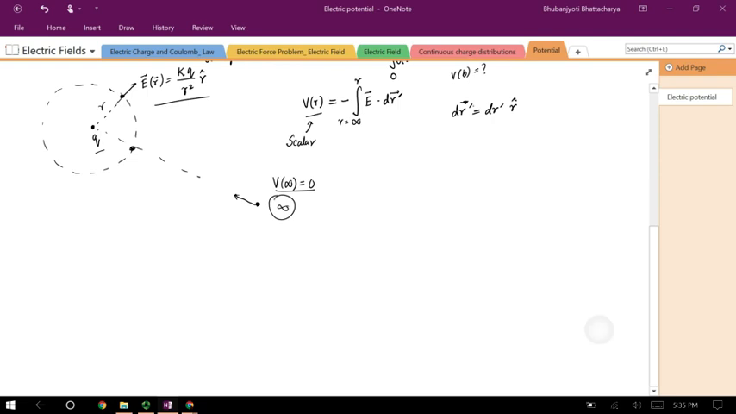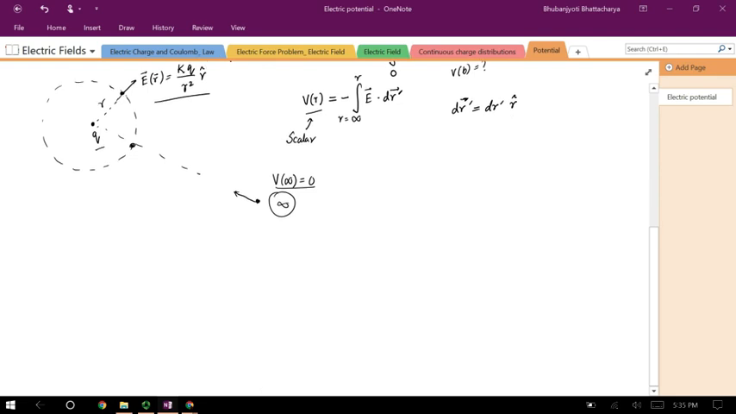The prime is just telling you that this is a variable that is different from r, but the unit vectors are still in the radial direction. So the unit vector at this point is pointing in that direction. The unit vector over here is again pointing in the radially outward direction with length 1, and so on. And we know that the electric field is kq over r squared r hat, so let's plug that in.